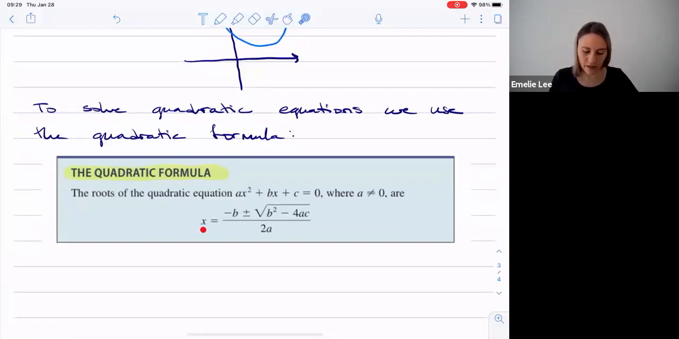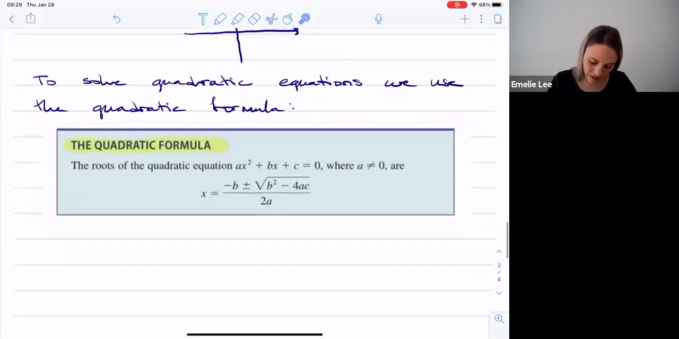Okay, so x is going to be negative b, where b is from the quadratic, plus minus the square root of b squared, so that same b, minus 4 times a, which is the first coefficient, times c, which is that constant. And then that's all over 2a.